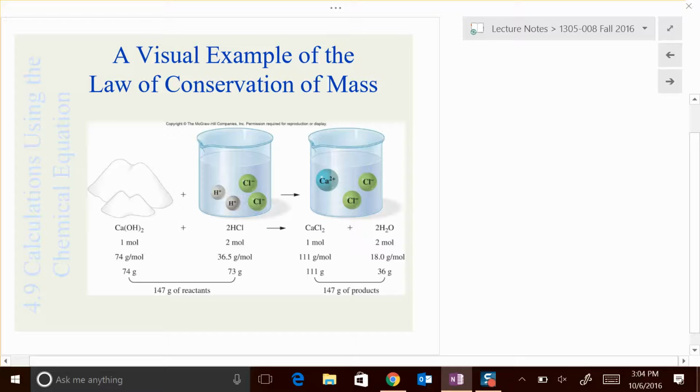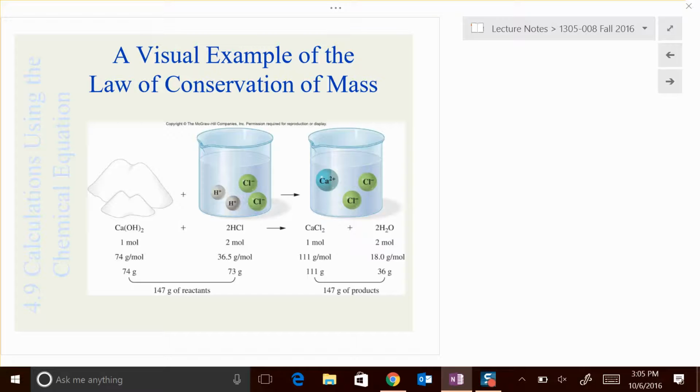This is showing a conservation of mass. Here I have calcium hydroxide. 1 mole of that is 74 grams per mole, so 74 grams. 2 moles of HCl, each one weighs 36.5. That's 73 grams. Together those will be 147 grams of reactants. Over here, calcium chloride weighs 111 grams. Water, there are 2 moles of it, so 18 times 2, that's 36 grams. Add those together, I get 147 grams of product.